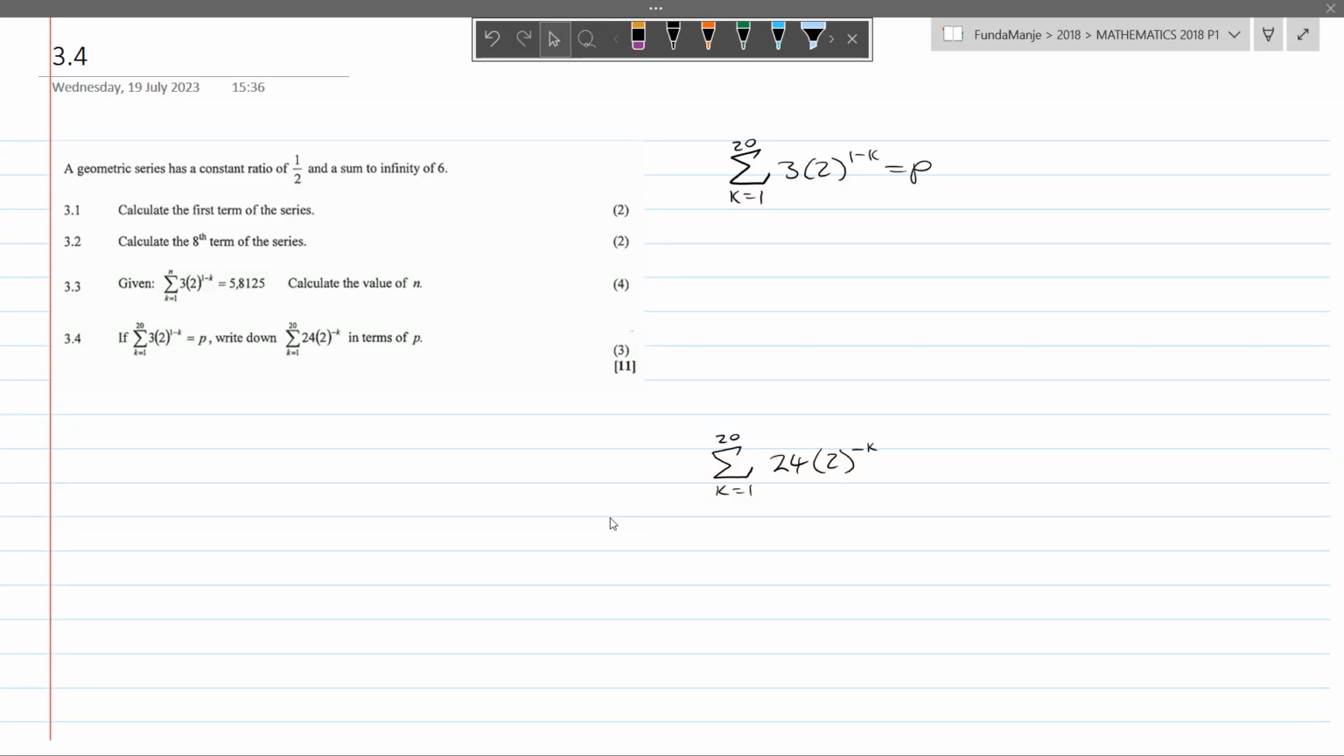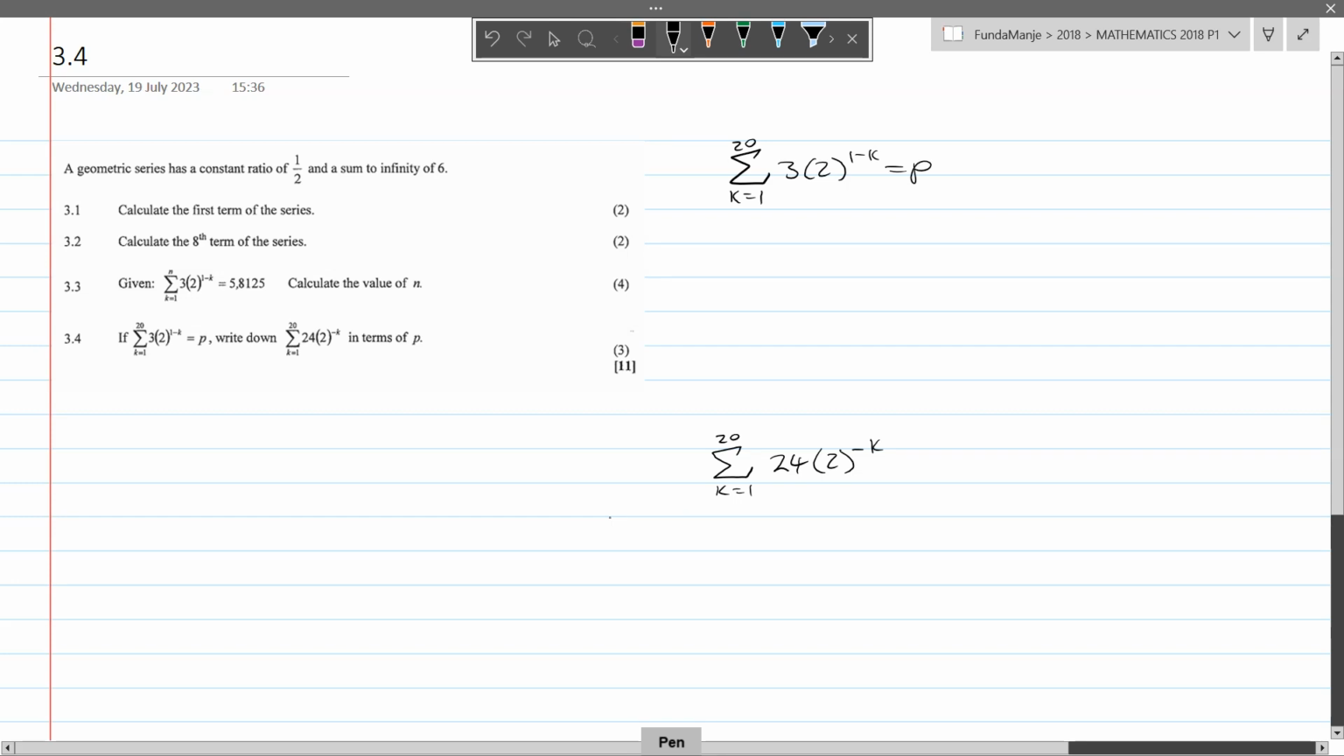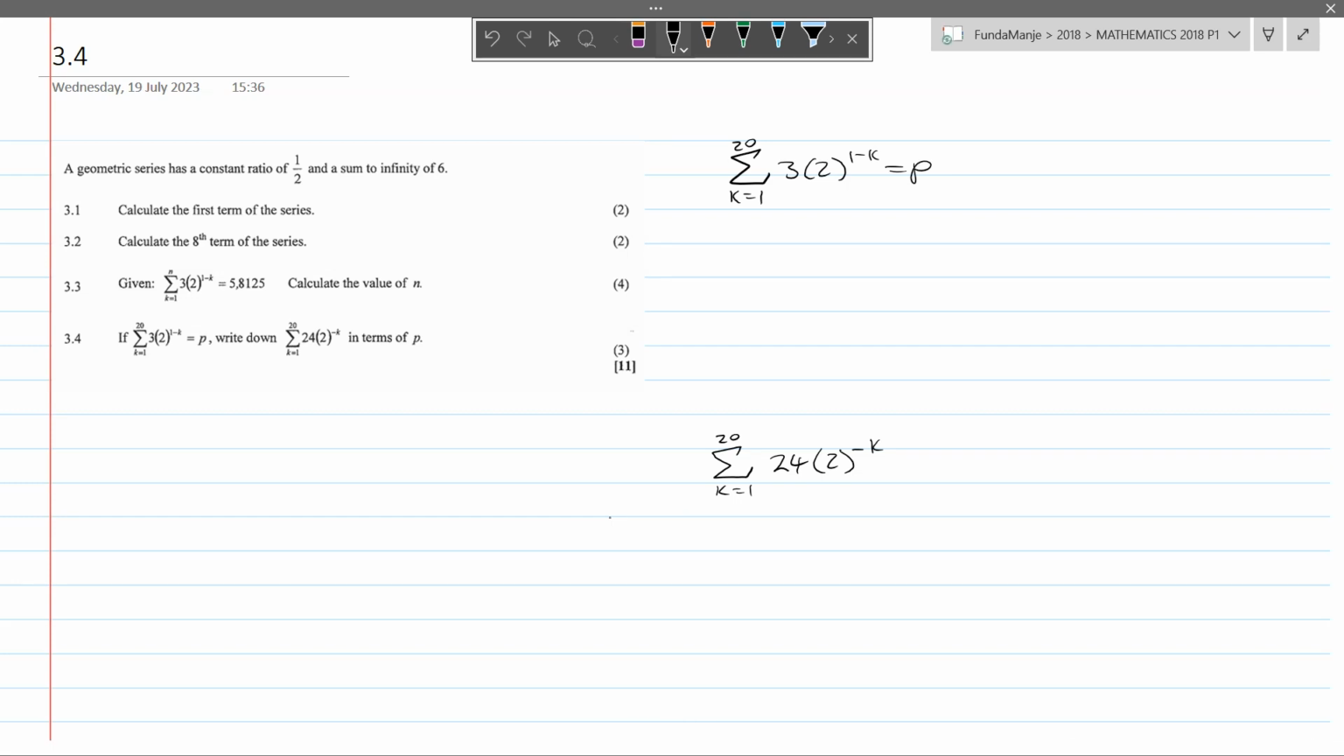So 3.4 says if this expression is equal to p, write down this expression in terms of p. So here we have this expression and we are told that this is equal to p, and we have to try and express this other one in terms of p. So you could make this one look like that, or you could make this one look like that, and then you'd be able to find some sort of similarity.